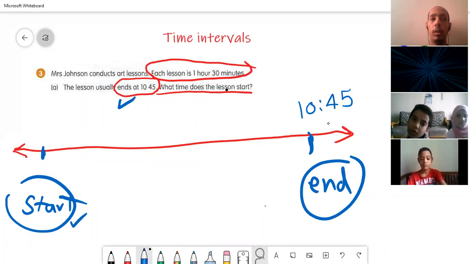Inmar, please don't blow on the mic. Don't blow on the mic. Okay.